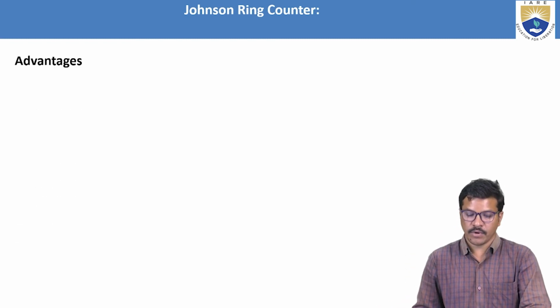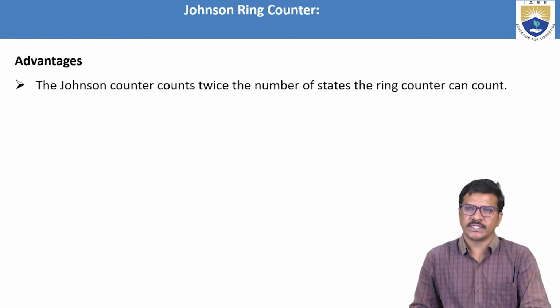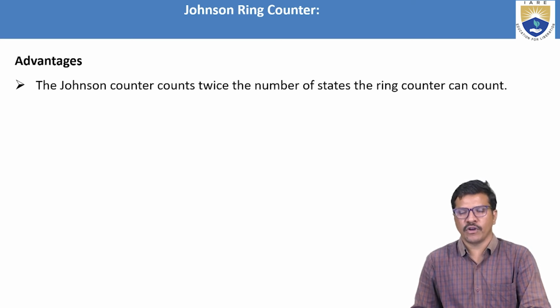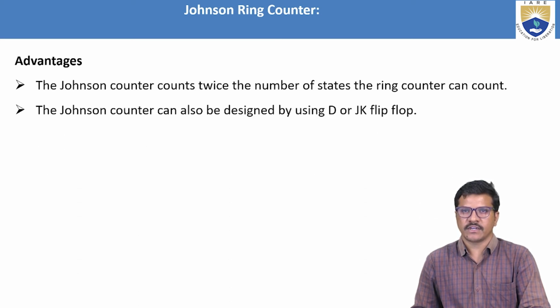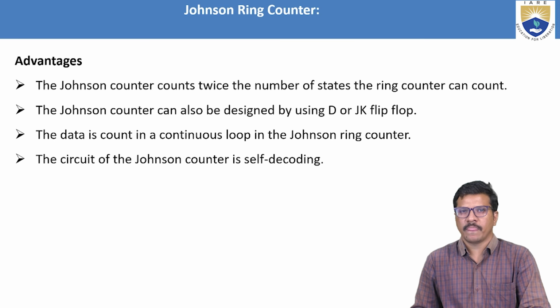This is about the Johnson counter, and we see that the Johnson counter counts twice the number of states the ring counter can count. A 4-bit ring counter can count only 4, whereas the Johnson counter has 8 states. The Johnson counter can also be designed using D flip-flops or JK flip-flops. The data is counted in a continuous loop, and the circuit of the Johnson counter is self-decoding.